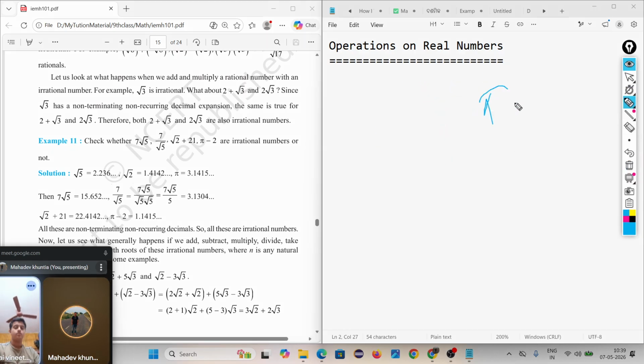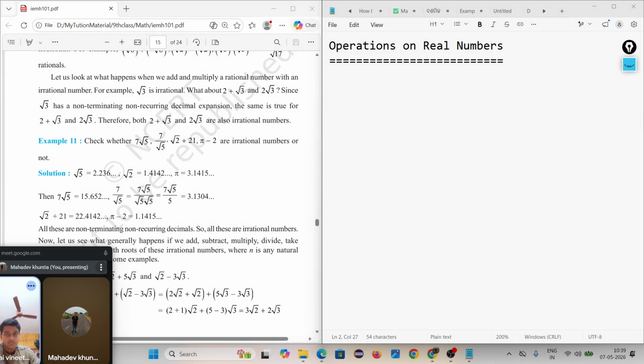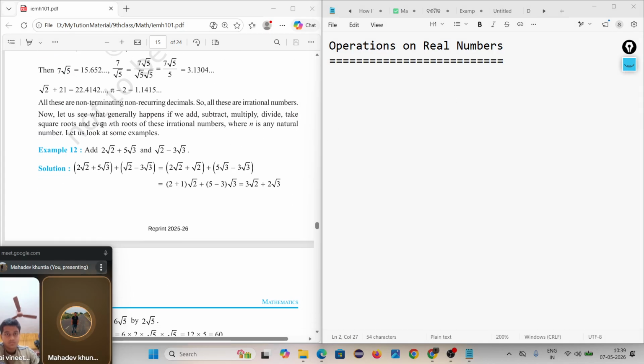Pi minus 2, irrational. Look here, all these non-terminating, non-recurring decimals, so all these are irrational numbers.